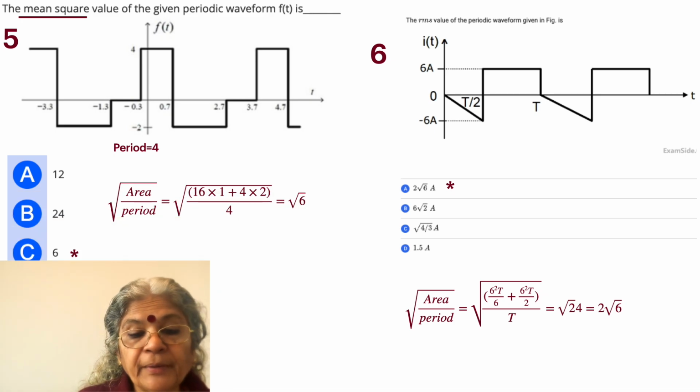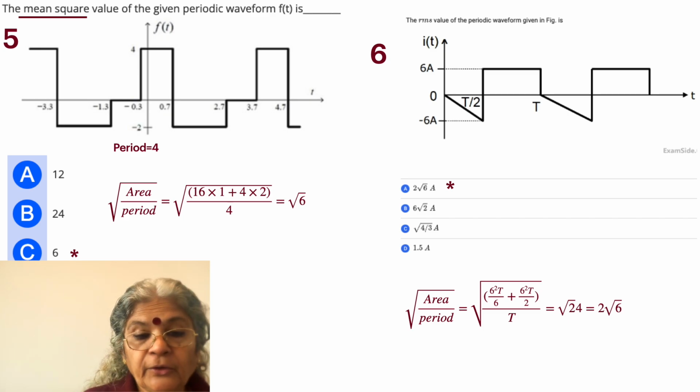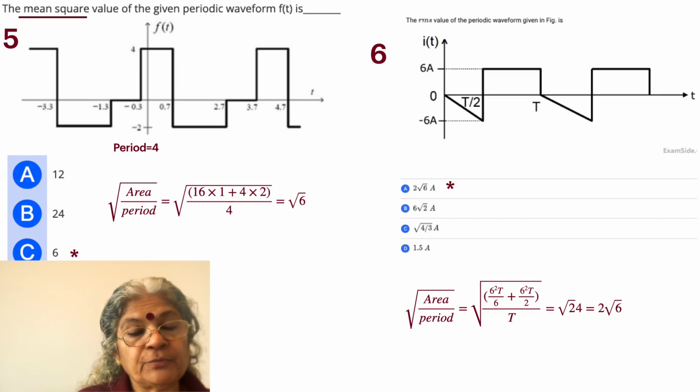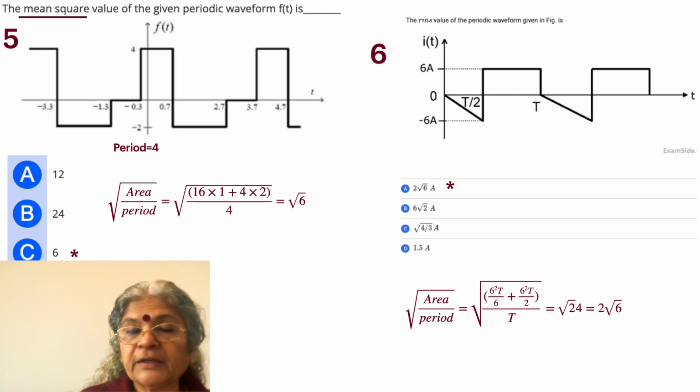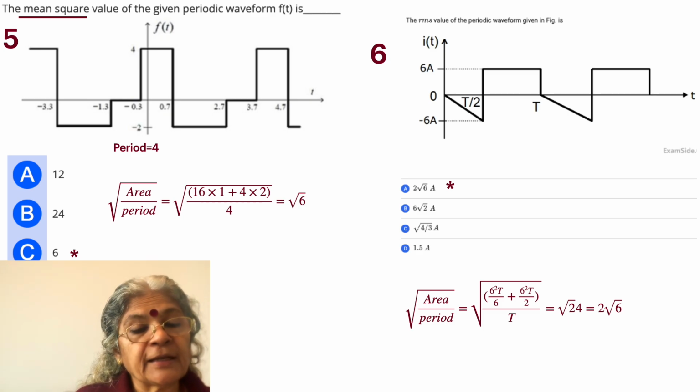Again, we are going back to the triangular cum rectangular waveform that we had, and the period is obviously T. Next we go for the first portion, wherein we have minus 6 as the amplitude and T by 2 as the base. The RMS value of the periodic waveform given in the figure is asked, and it's a current waveform. So what do?